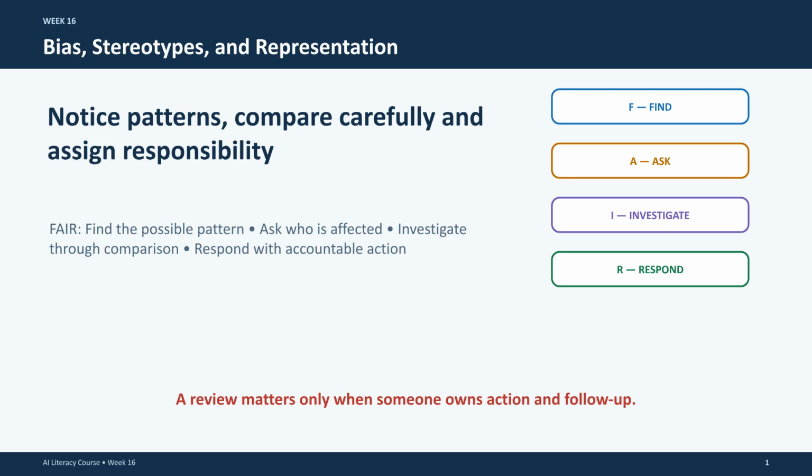Today, we explore bias, stereotypes, and representation. To evaluate systems effectively, we use the FAIR process. Find the pattern, ask who is affected, investigate through comparison, and respond with action. Remember, a review only matters if it leads to accountability and follow-up.